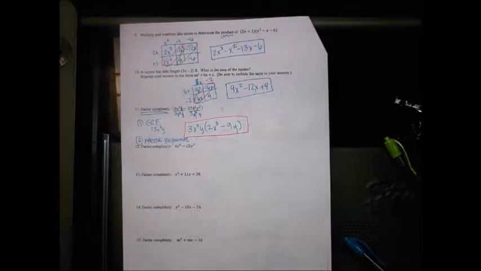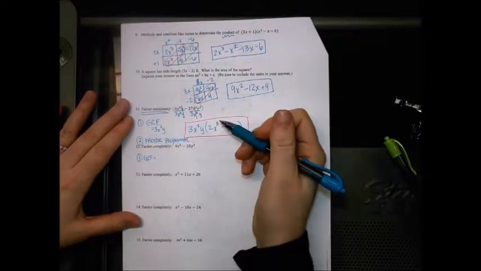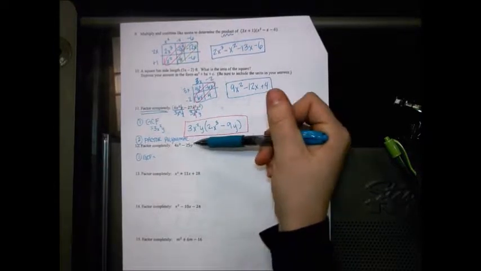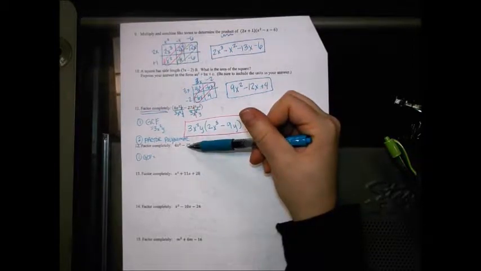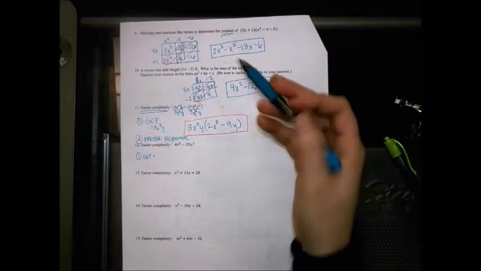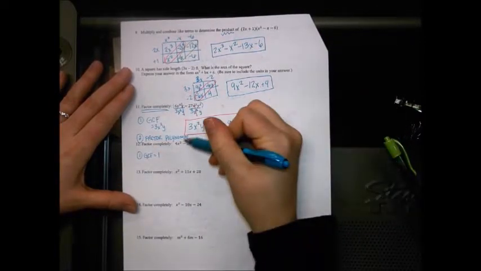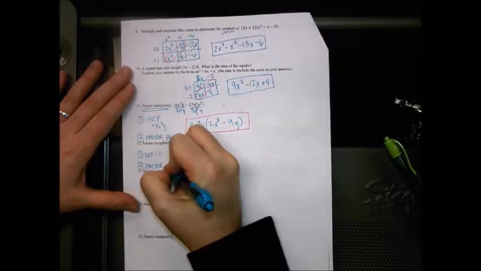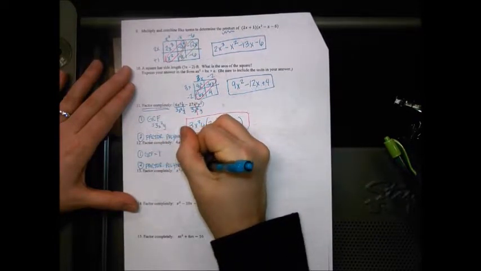Number 12. First check for your GCF. Neither of these is both divisible by the same coefficient because 4 is divisible by 1, 2, and 4. 25 is divisible by 1, 5, and 25. So my greatest common factor here is 1. They don't have the same variables either. Then I factor my polynomial. So at this one I'm checking, since it's a binomial, meaning two terms, I'm checking for a difference of squares.